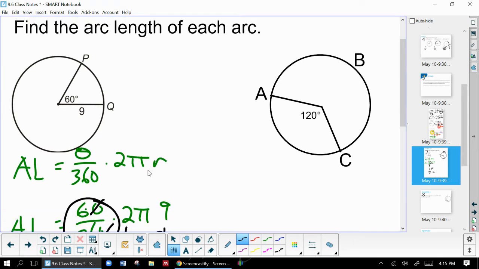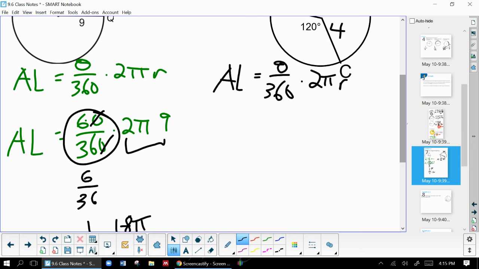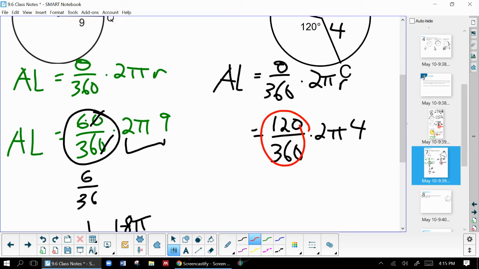Second one here, we're finding the length of this arc, and I forgot to put in the radius. We'll just say the radius is 4 here. So I'm going to write the formula. Arc length equals theta over 360 times 2 pi r. And I'll go ahead and write in the things I know. So we've got 120 over 360 times 2 times pi times 4. I'll simplify what I can here. And it turns out that 120 over 360 is a third. We saw that one already. 2 times 4 is 8 pi.